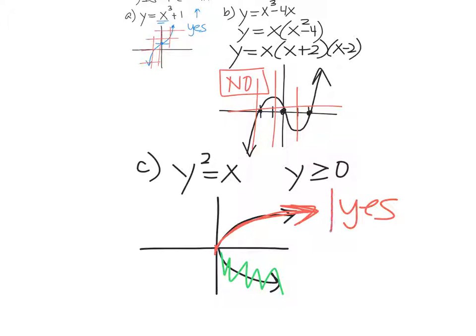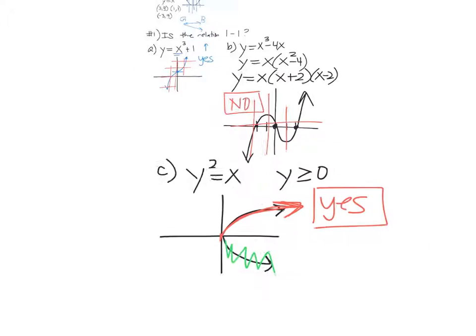So be careful. They might be a little tricky. They might restrict the domain or range, and then you look at them that way. All right, so that's one-to-one.